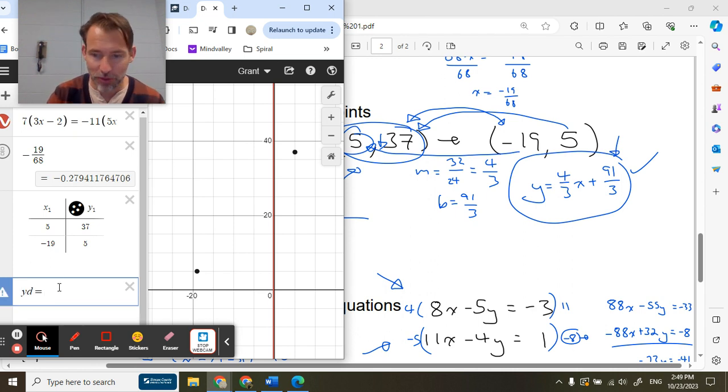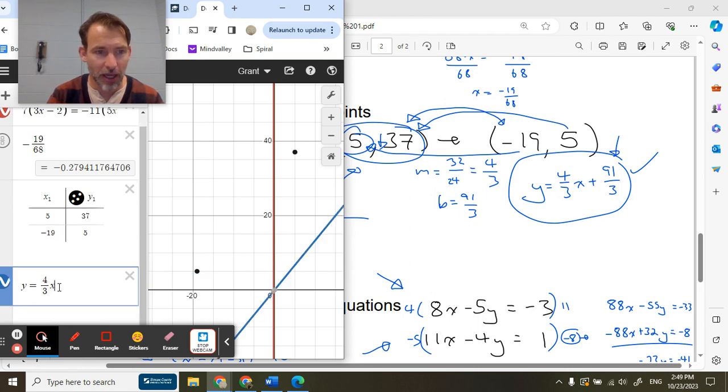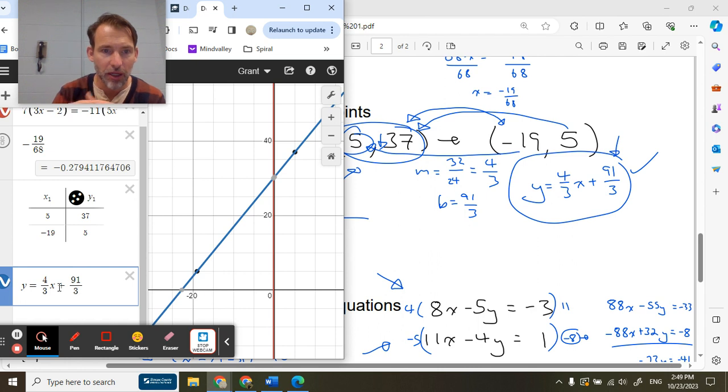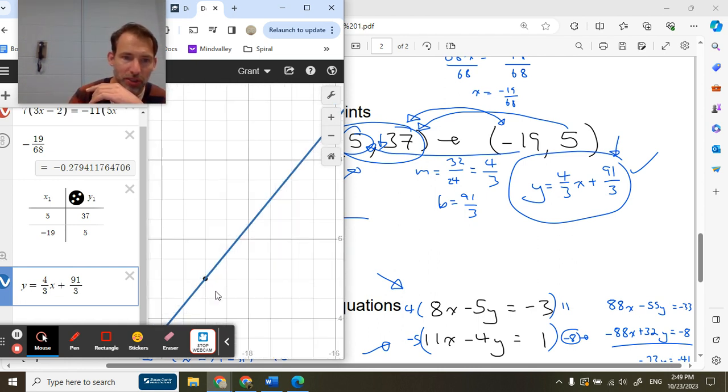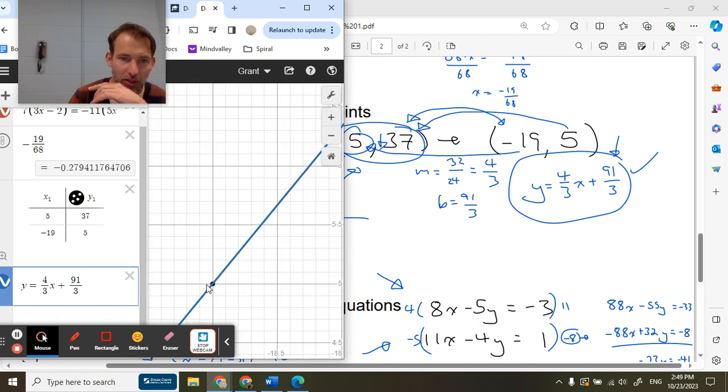Y is equal to 4 over 3x plus 91 over 3. Bink! Okay, it binks the points. We're very happy. If we zoom right in, we'll see those points can't be binked better than that. Okay, let's keep going.